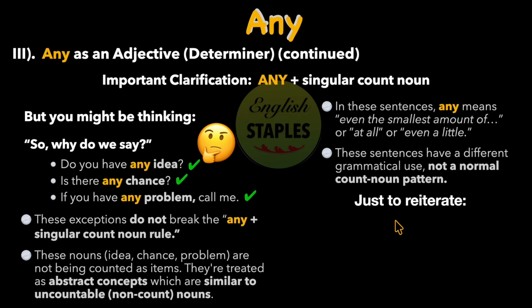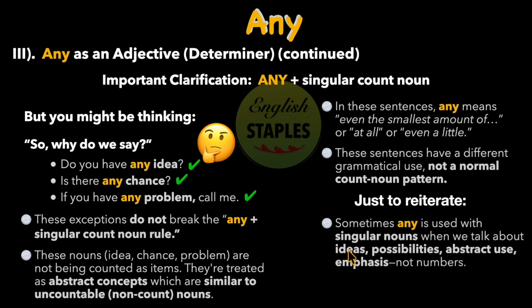So, just to reiterate, sometimes any is used with singular count nouns, as we saw here, when they talk about ideas, possibilities, abstract use, emphasis, not numbers. You see that? These nouns behave more like uncountable ideas.